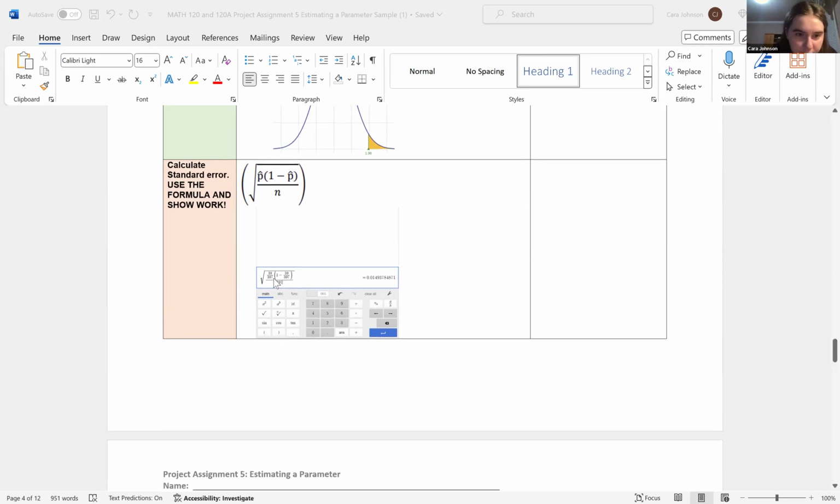So the p-hat was 39 over 397. Make sure you use the fraction. Sample size was 397. And then putting that all in the calculator, I got this here. So let me show you how I put that in here real quick.